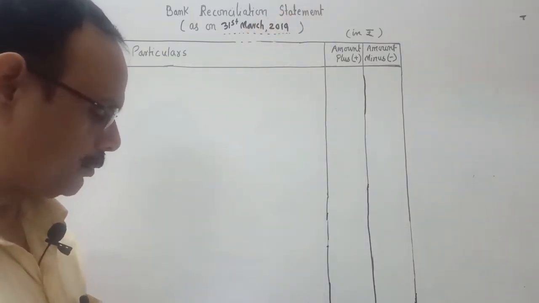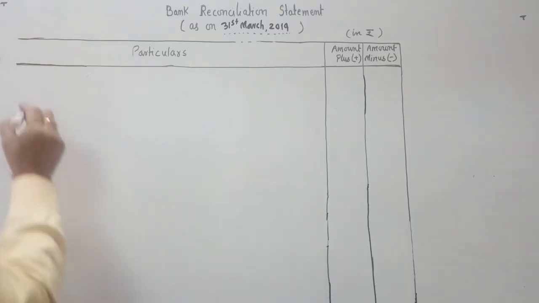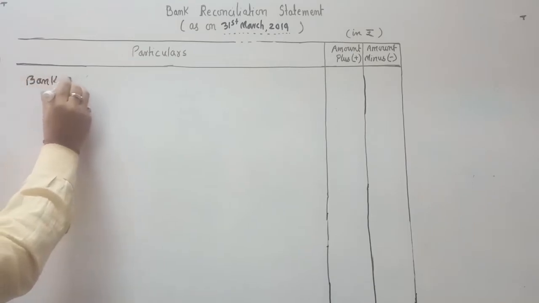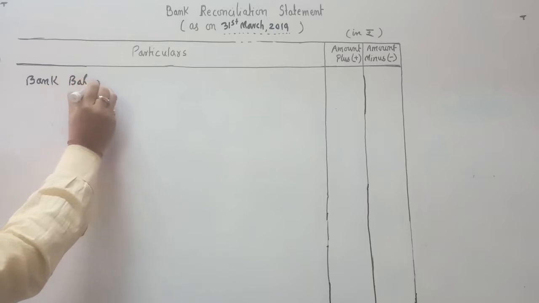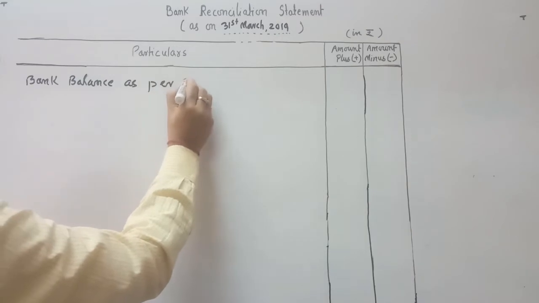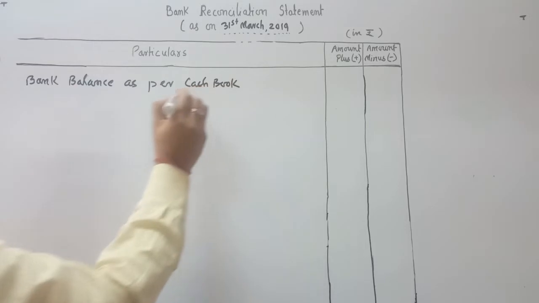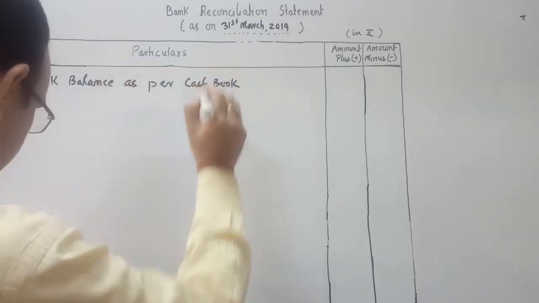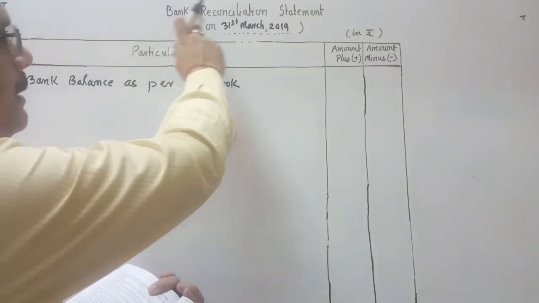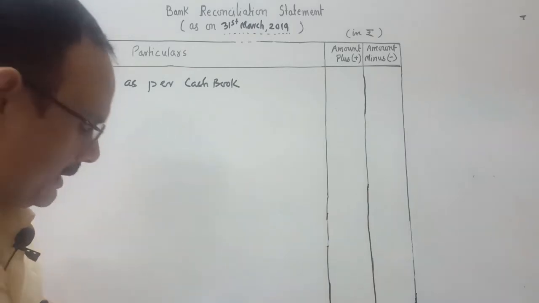The bank column of cash book means bank balance as per cash book is given in the question. So the cash book balance is a debit balance, bank balance of cash book of Mr. Rajesh. We are preparing the bank reconciliation statement of Mr. Rajesh.